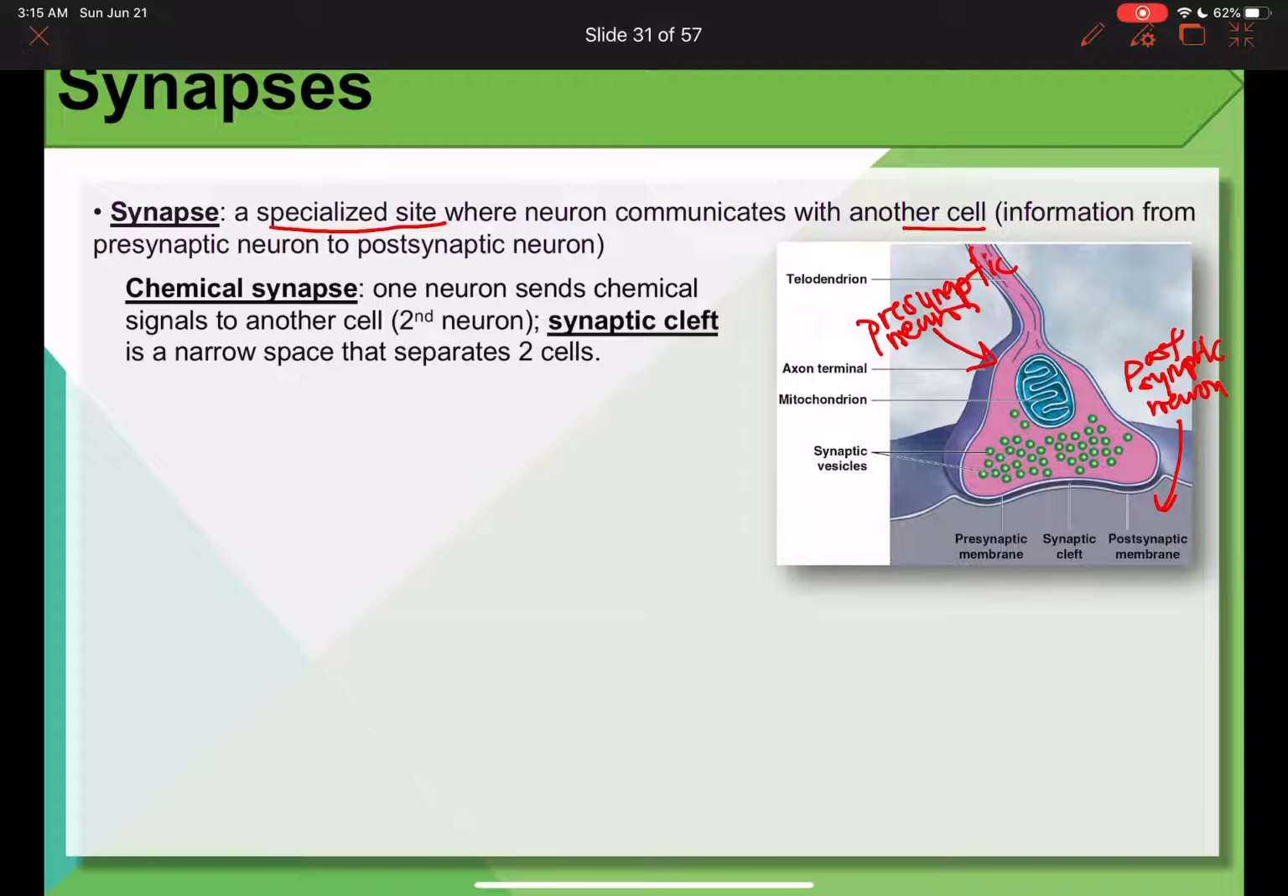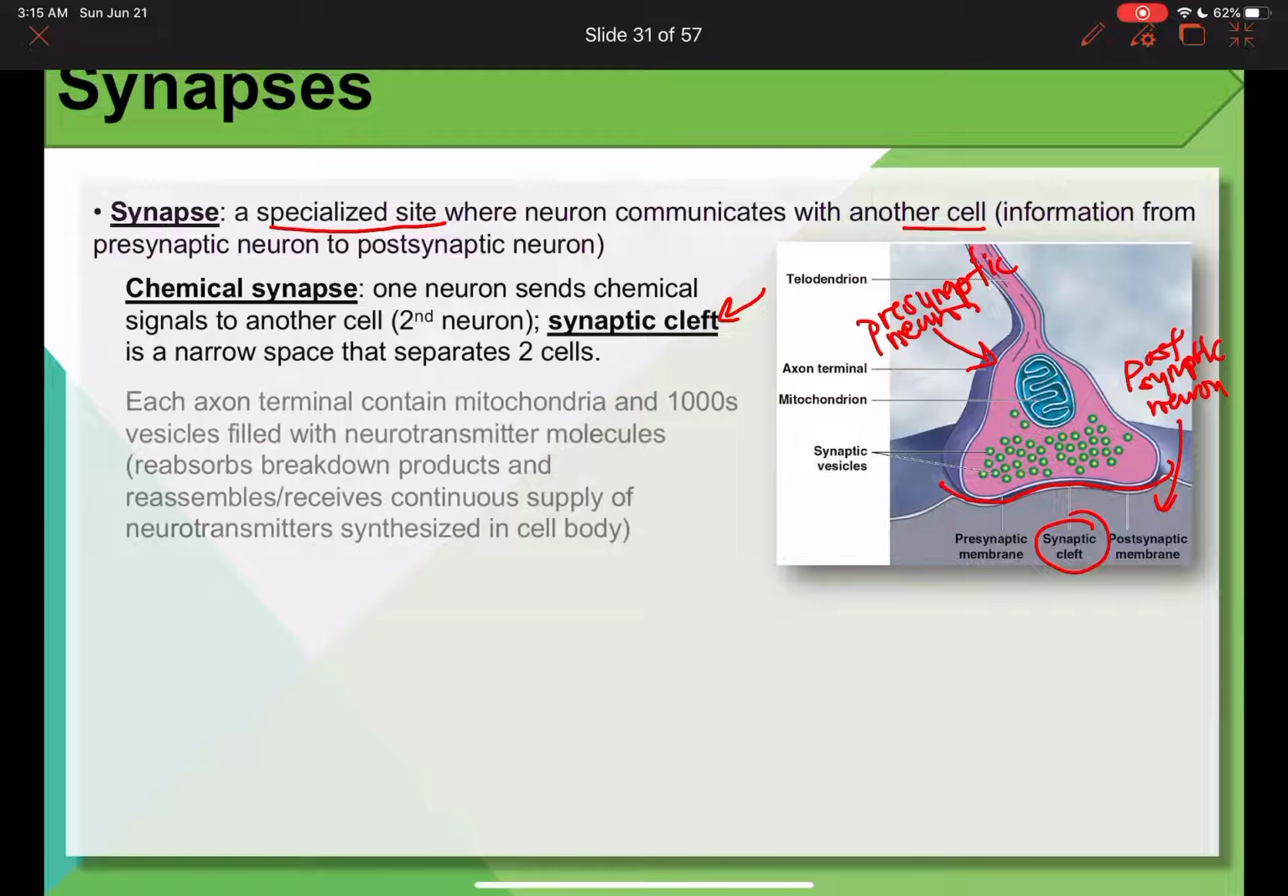Okay? And a chemical synapse is when one neuron sends a chemical signal to another cell, for example, a second neuron, while it travels, those chemical signals have to travel through that little gap we talked about in the neuromuscular junction called the synaptic cleft. So you still have the existence of the synaptic cleft there, but now it's just between neuron number 1 and neuron number 2, or presynaptic neuron and postsynaptic neuron, that separates the two neuron cells.